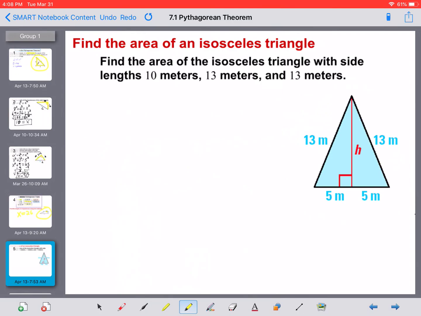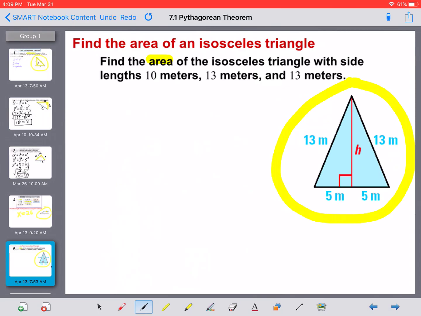Alright, and here's another way you might see a problem where you need to use the Pythagorean theorem. This one states, find the area of an isosceles triangle with side lengths 10 meters, 13 meters, and 13 meters. So our triangle is over here. It wants us to find the area. Oftentimes I will highlight what it's actually asking for so we don't make a mistake later.